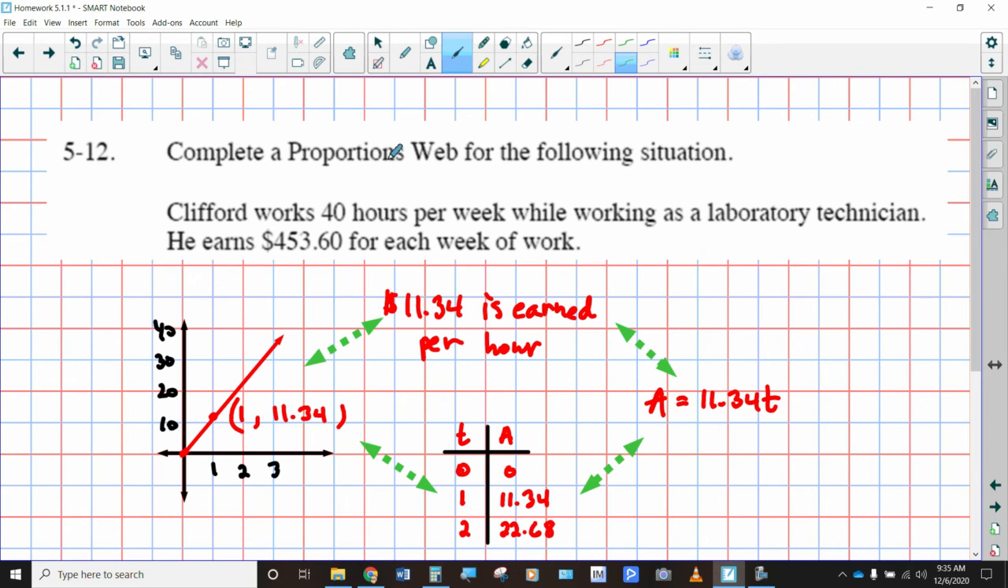All right, proportions web. Remember, the proportions web is just basically a model showing you that you can go back and forth between these representations of proportions. So here, the basic information. The situation says Clifford works 40 hours per week, and he earns $453.60. So that is the situation, which can be expressed as a unit rate. How many dollars per hour does he appear to be making?